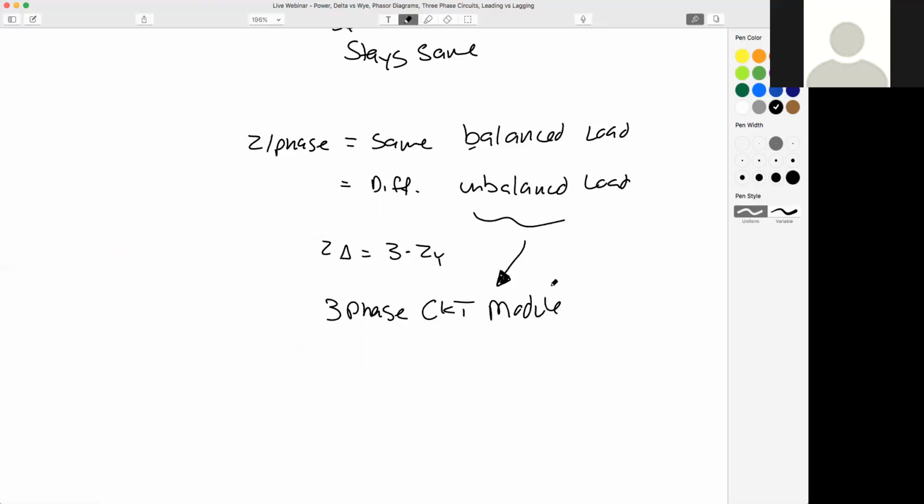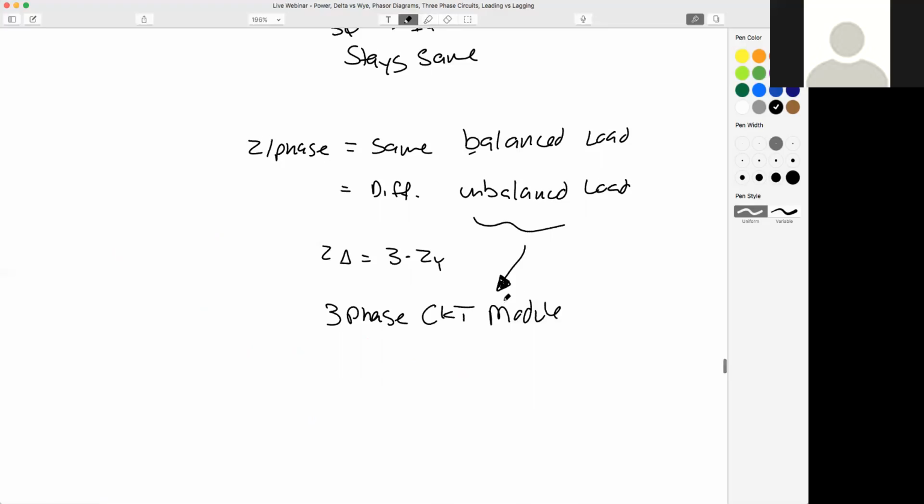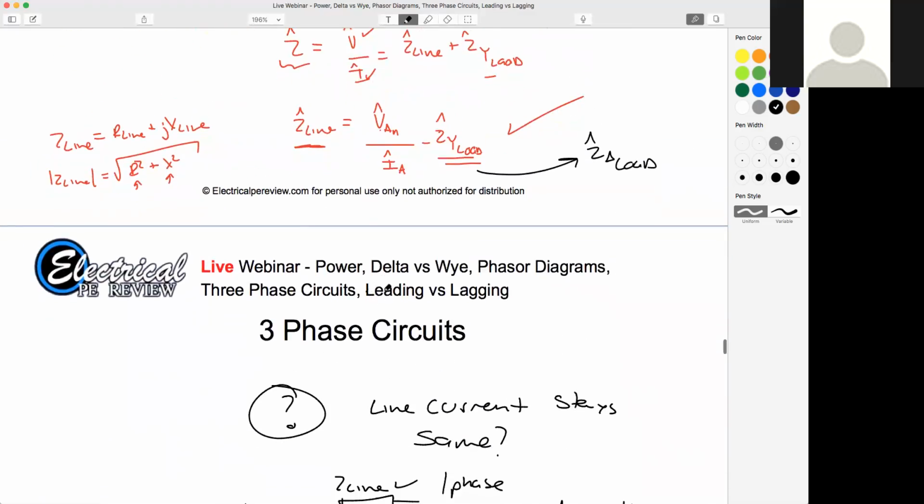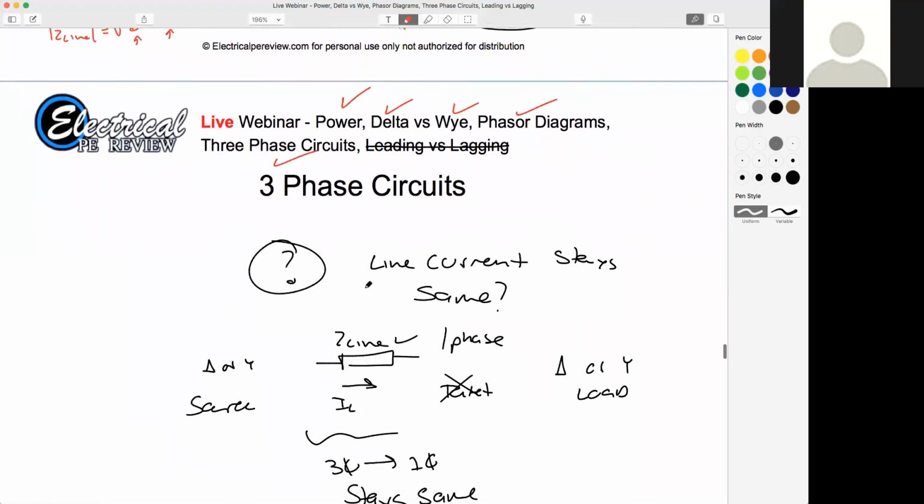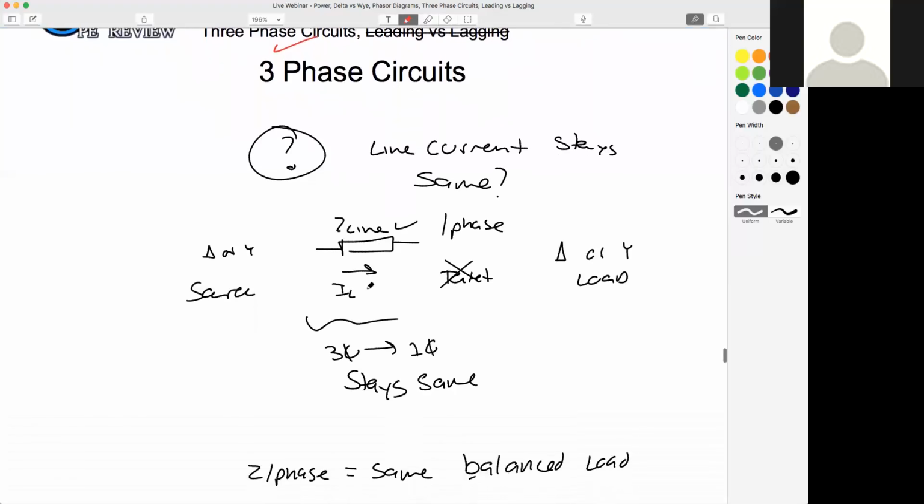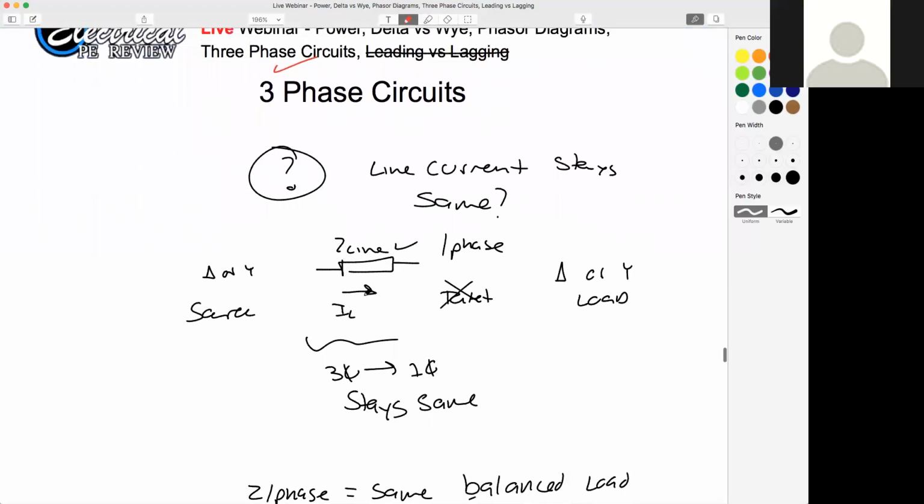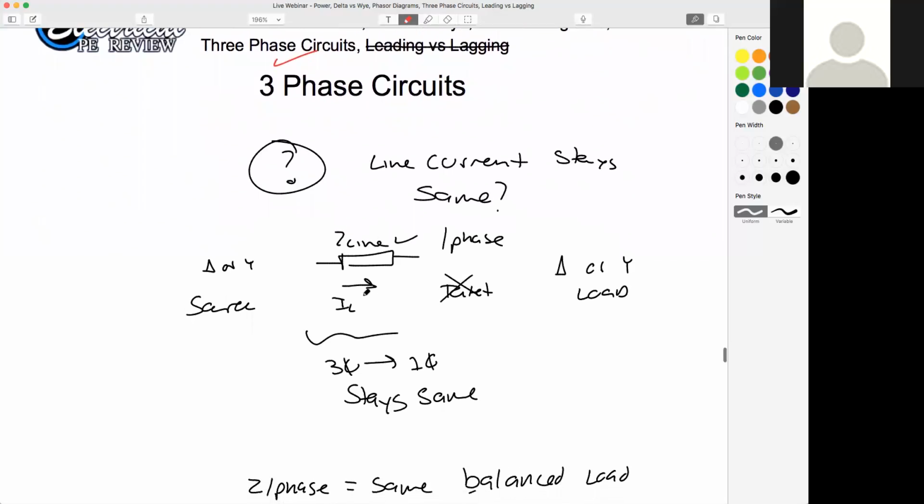Good. Okay, so we've gone a little longer than 2 hours. Like I said, I knew we really weren't going to have time for leading and lagging, but we covered pretty much all the important stuff that I really want to talk about. We covered power, covered delta, we covered Y, we covered the phasor diagrams, and we covered our 3-phase circuit examples. Before I jump off the screen share, does anyone have any last minute questions relating directly to anything that we talked about that we haven't addressed or that you had lingering?